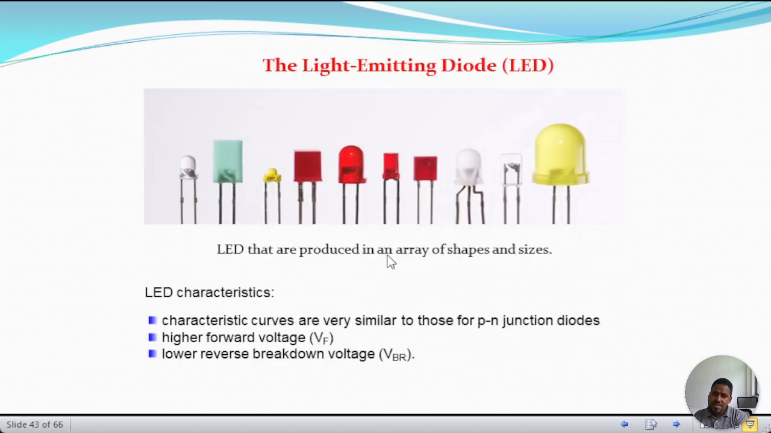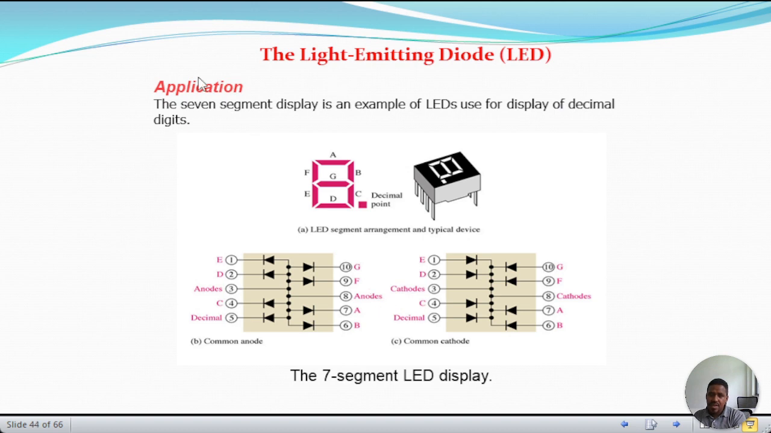LEDs are produced in an array of shapes and sizes. We can get LEDs in different colors and different shapes. The LED characteristics are the same as the p-n junction diode characteristic curve, forward and reverse. In forward bias, we get a higher forward voltage. In reverse bias, we get a lower reverse breakdown voltage. So the LED characteristics are the same as the original diode.